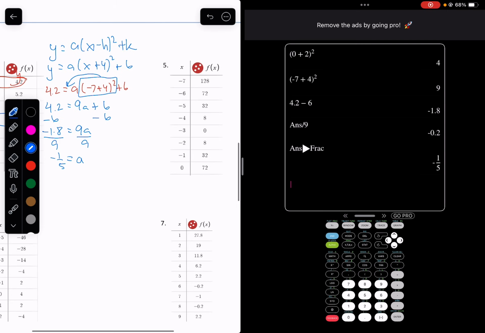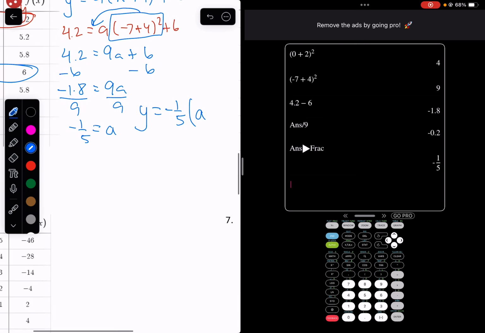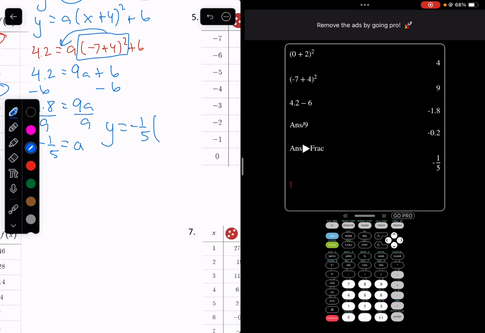So now in my final answer, remember I have to plug in for my a, my h, and my k. Your final answer should have an x and a y in it. So we're going to do y equals, and then my a value is negative 1/5, and then it's going to be, oh my goodness, x plus 4 squared plus 6, and that would be my answer there.